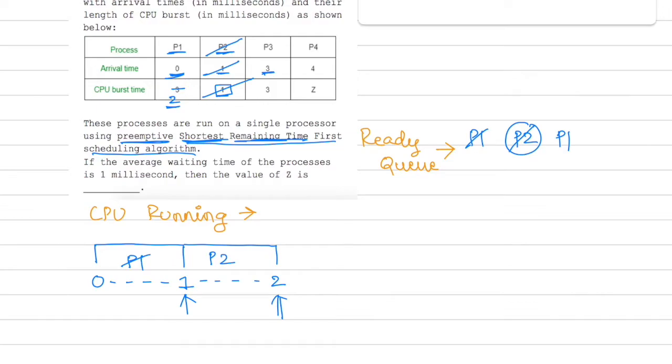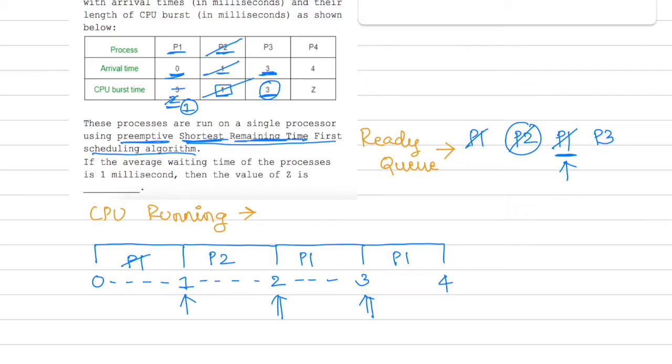And at the second second, we have only one process in the ready queue, which is P1. So it will get picked up with the CPU. So P1 starts running. And then at the third second, we have P3 coming into our system. So let's make a note here. P3 comes. Now P3 has a burst time of 3 seconds and P1 has spent 1 more second with the CPU. So this will become 1. So at the third second, P1 has only 1 CPU burst remaining, whereas P3 has 3. So there will be no preemption, and P1 is going to continue for another 1 second till 4.